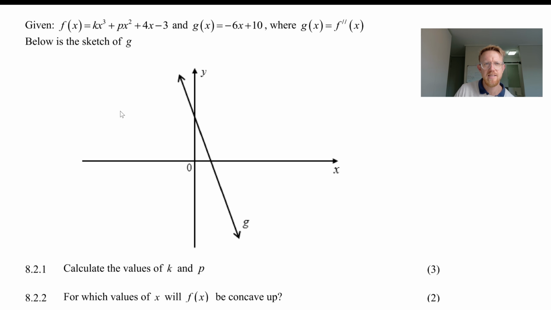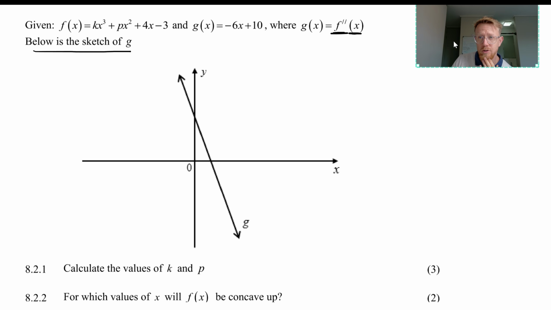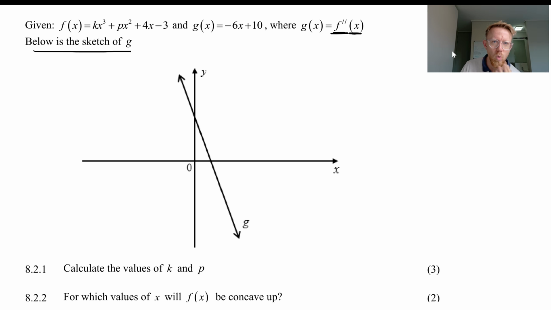Given that f(x) is equal to that expression and g(x) is equal to that, g(x) is the second derivative of f(x). Below is the sketch of g. Calculate the values of k and p. Interesting. I don't know how this question is going to go or what it's about, but all I know is the following.